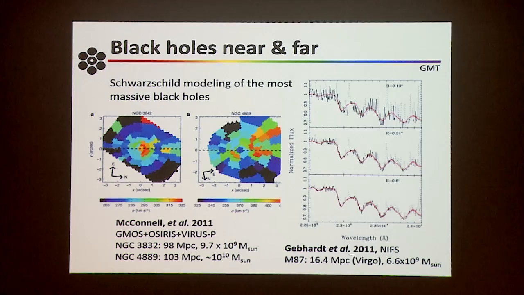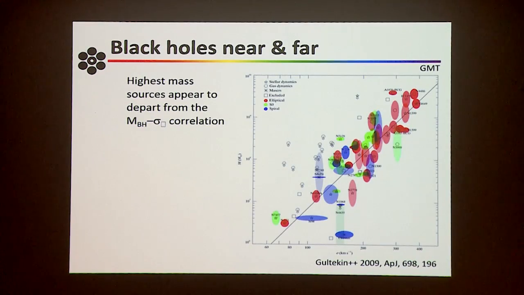And here's one from Carl Gebhardt using NIFS, the integral field spectrograph on Gemini, looking at M87, again looking at the mass of a black hole, which is again approaching 10 to the 10 solar masses. The interesting thing when we look at these very high mass black holes is that there's a hint, at least, that they may be departing from the standard relationship between the mass of the black hole and the bulge velocity dispersion correlation. Here's the correlation, and you can see as you go to the highest mass black holes, most of the objects are sitting above this correlation.